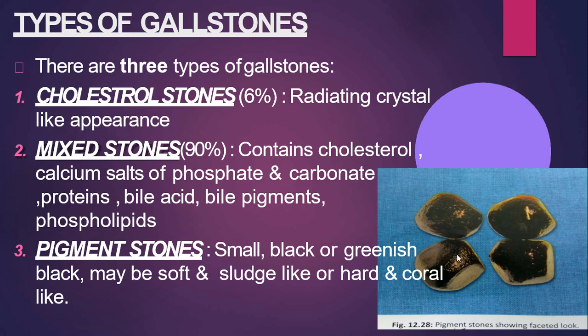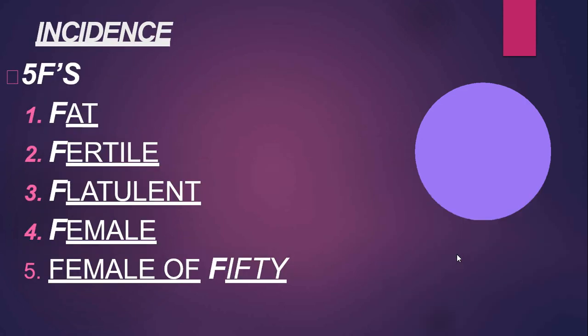Mixed stones contain calcium, bile pigments, phospholipid, everything. Pigment stones are mainly present in patients when there is more hemolysis, and these are greenish black. And you must listen that fatty female patients above 40 years of age have more chances of gallstones. These are basically cholesterol stones, containing mostly fat or cholesterol.